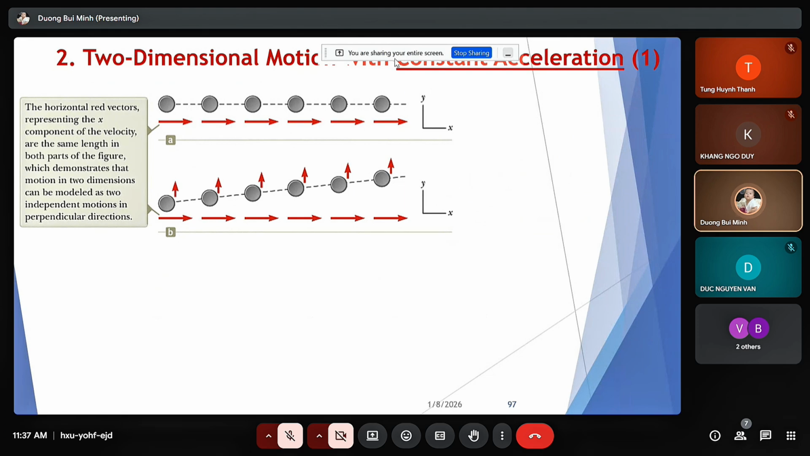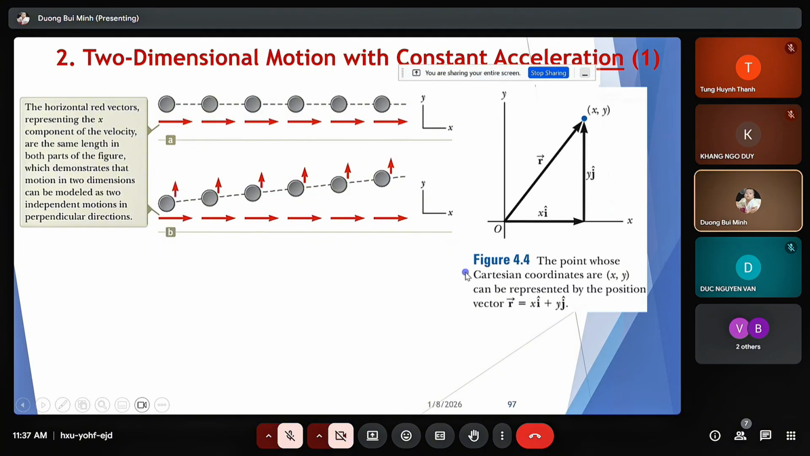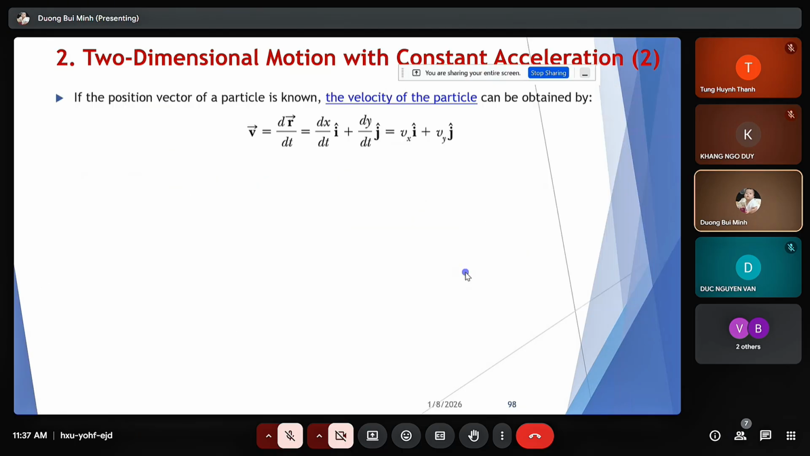Now, session number two. Session two: two-dimensional motion with constant acceleration. Of course, for constant acceleration, we have five important formulas which were discussed in lecture 2, part 2. But now we just think in more dimensions, right? We have two dimensions. So we have vector V is Vx and Vy. We have two components.